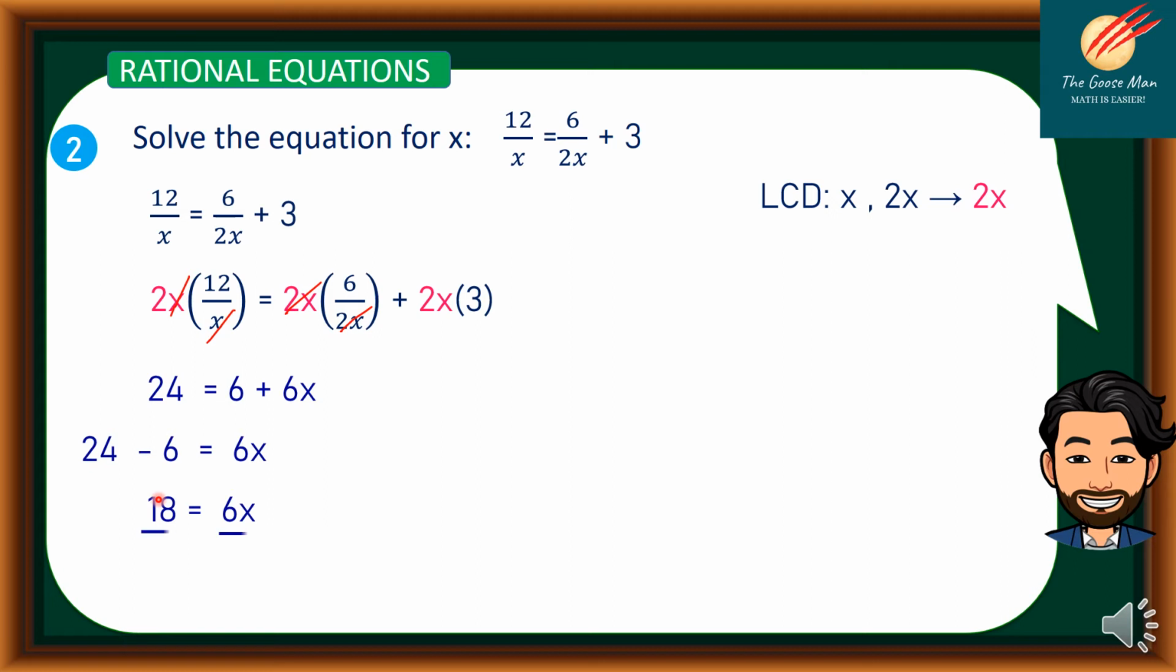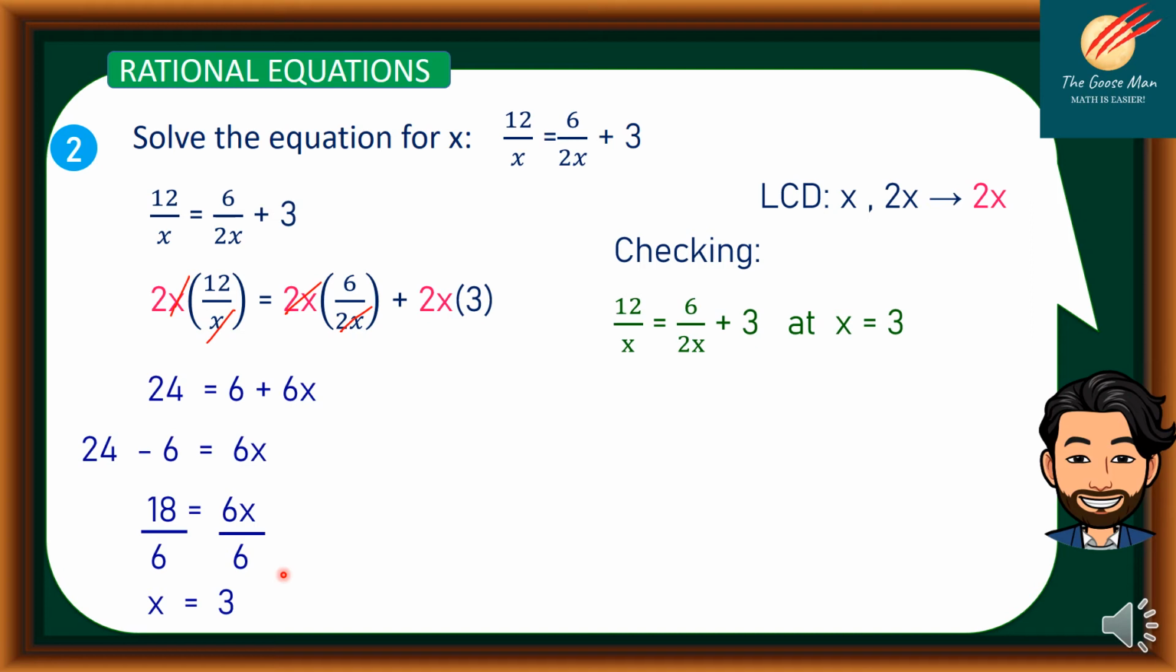Then divide both sides of the equation by 6. So therefore, x is equal to 3. If we look at our denominator, obviously the value of x that will make this undefined is x = 0. Since we found out that x is equal to 3, let's find out whether this is an extraneous solution.